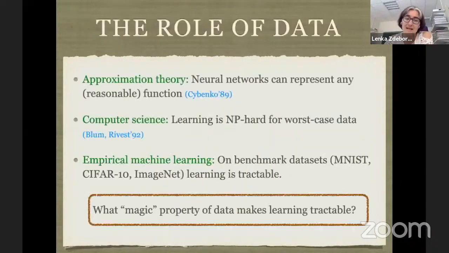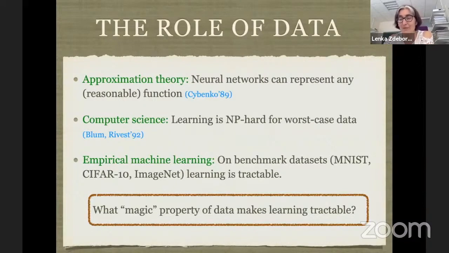So what's the status? Why the role of the data? What do we know? We know from approximation theory that neural networks, such as the ones I showed you, can represent pretty much any reasonable function. And these are works from 30 years ago. So that's the good news.